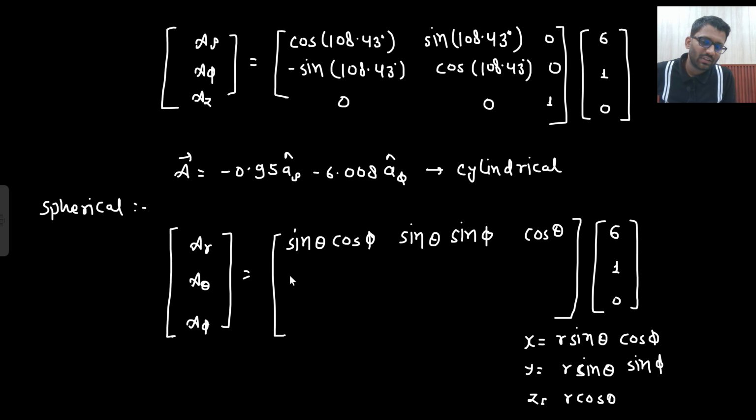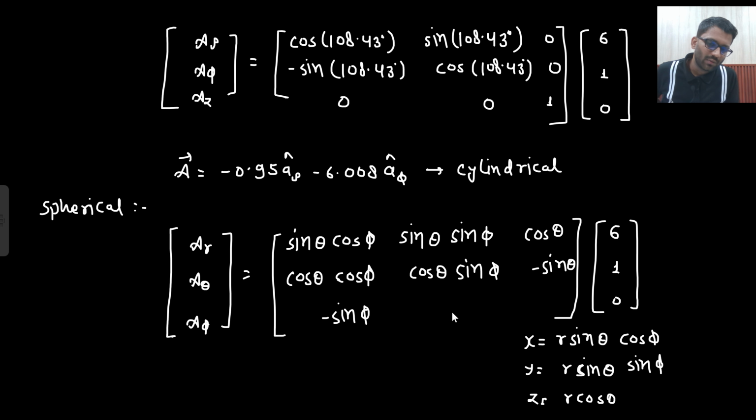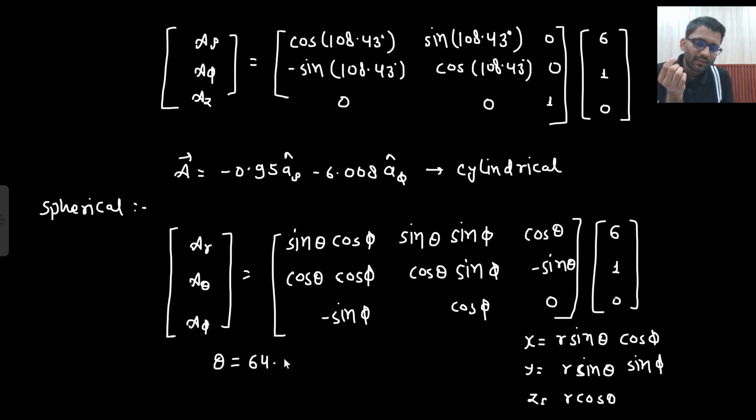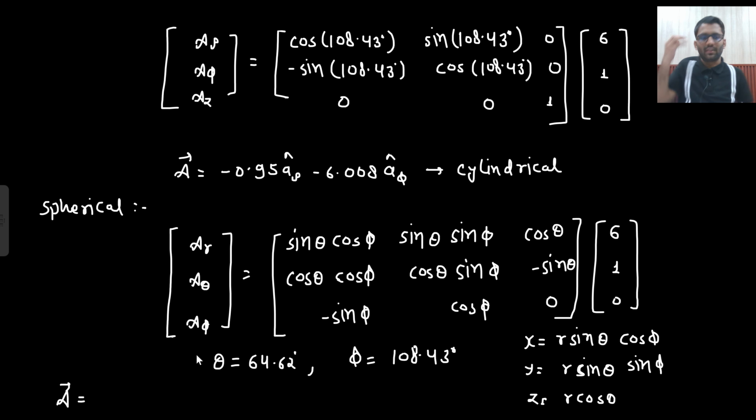Then I need to differentiate. First you differentiate with respect to theta, and cos phi as it is. Theta phi as it is, and then minus sin theta. Now you will differentiate with respect to phi. This will be cos phi and this will be 0. Then you put theta equals 64.62 degree, and phi equals 108.43 degree. So you put these values, you are going to get the final vector A. You are going to get the values of AR, A theta, A phi. So what are you going to get?